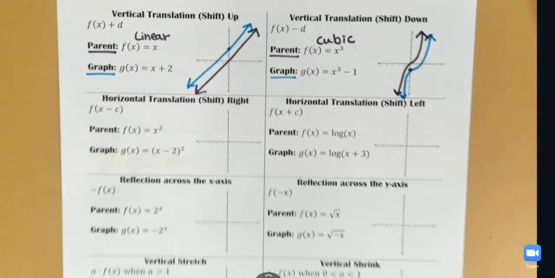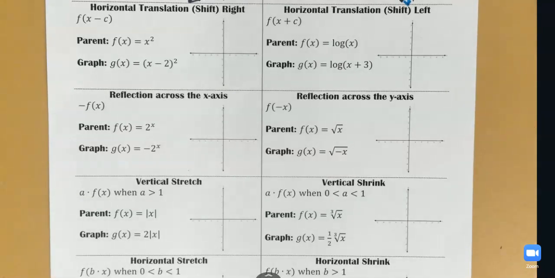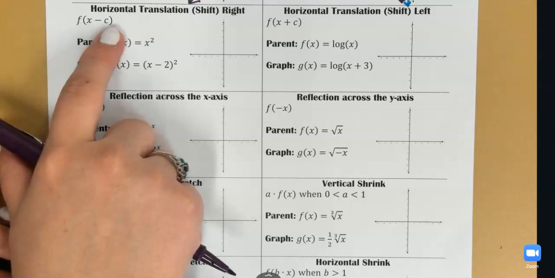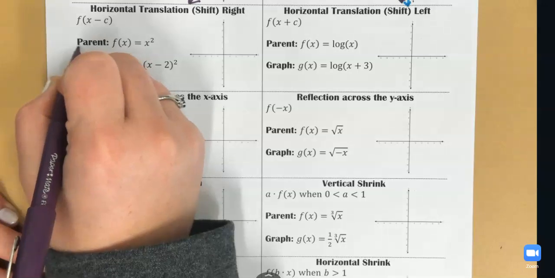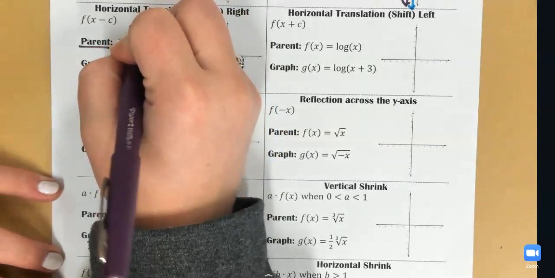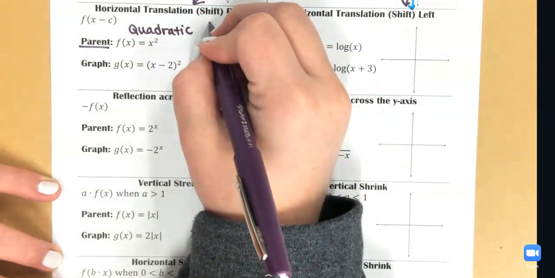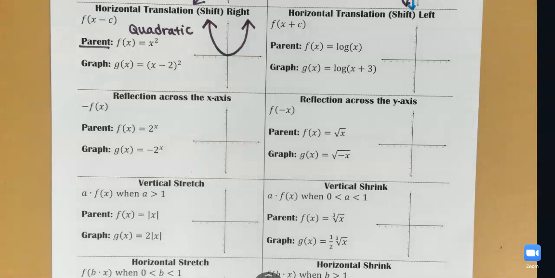Okay. Now when you add or subtract inside your parentheses or inside your absolute value, that is going to indicate a horizontal shift. If you are subtracting, that means you're shifting to the right. So here's your generic function notation. Inside I'm subtracting a number. So let's relate this to our quadratic parent function. Remember that is just our parabola that goes through the origin. Here is the quadratic parent function.